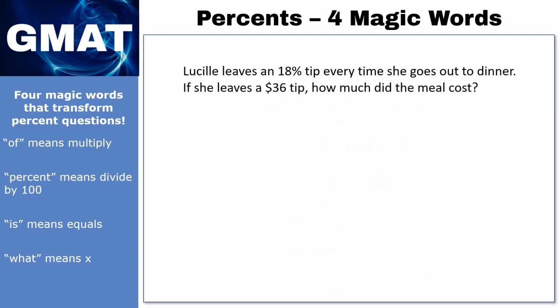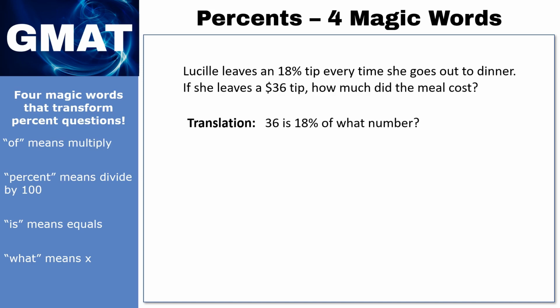Lucille leaves an 18% tip every time she goes out to dinner. If she leaves a $36 tip, how much did the meal cost? All right, what we're actually being asked is this. 36 is 18% of what number? Because we know $36 is 18% of the entire cost of the meal.